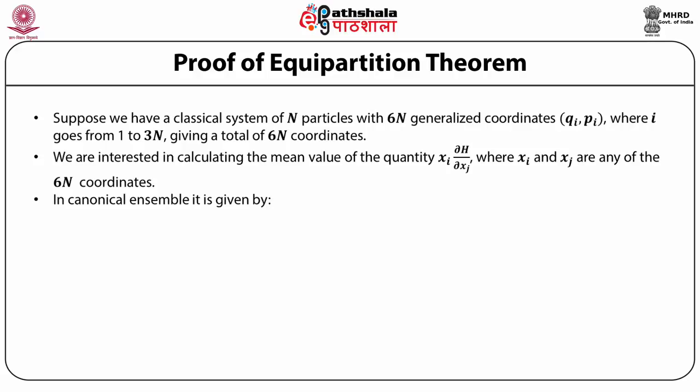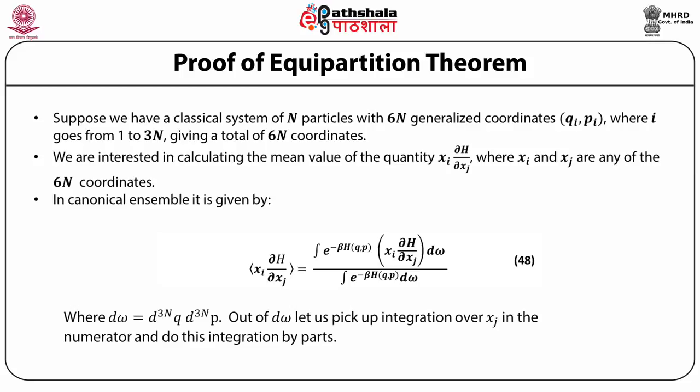In the canonical ensemble, it is given by the mean value of x_i partial derivative of the Hamiltonian with respect to x_j equal to the integral of e raised to the power minus beta H(q,p) multiplied by x_i partial derivative of H with respect to x_j integrated over d omega, divided by the integration of e raised to the power minus beta H(q,p) d omega, where d omega is equal to d^3N q into d^3N p. Out of d omega, let us pick up the integration over x_j in the numerator and do this integration by parts.